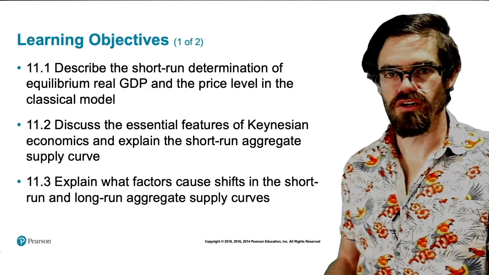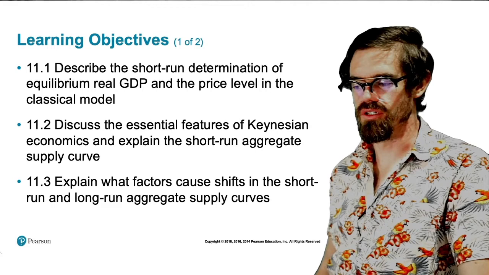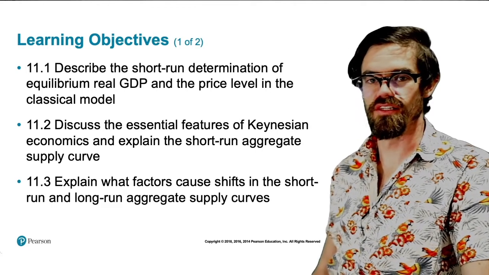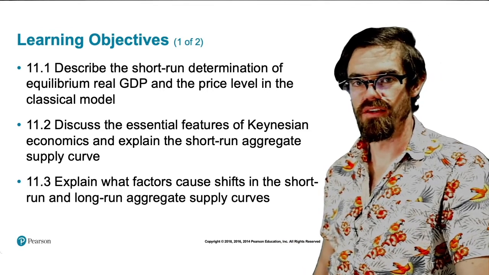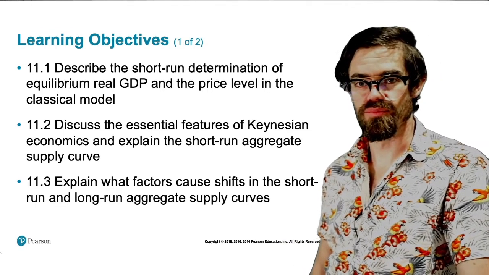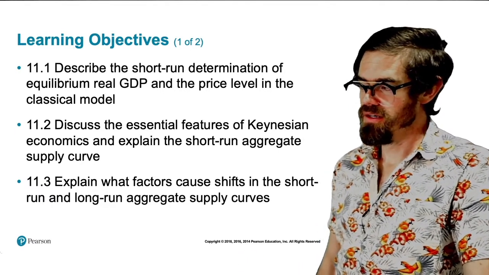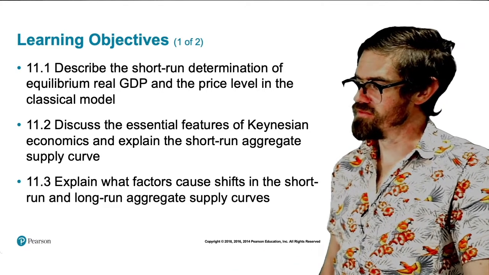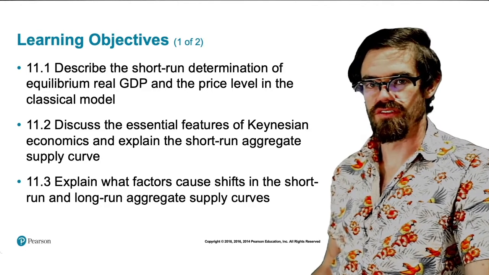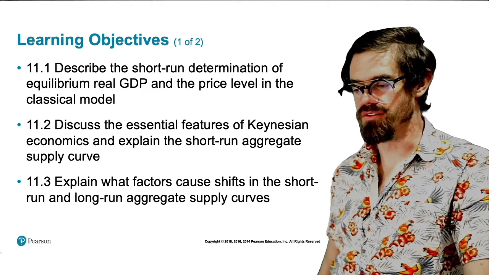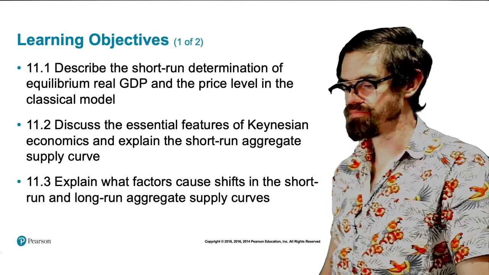So in the first section, our learning objective is to describe the short-run determination of equilibrium real GDP and the price level in the classical model. And to some degree, this will actually be a recap because we basically saw the classical model in the previous chapter. The learning objective for the second section is to be able to discuss the essential features of this other model called the Keynesian model and explain the short-run aggregate supply curve, which is something we haven't seen yet.